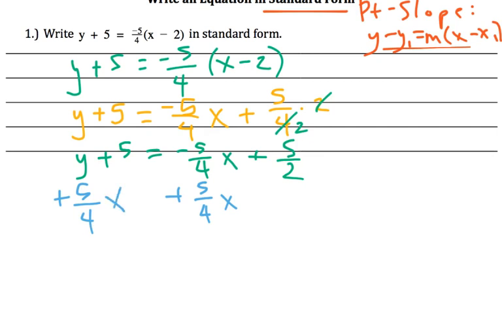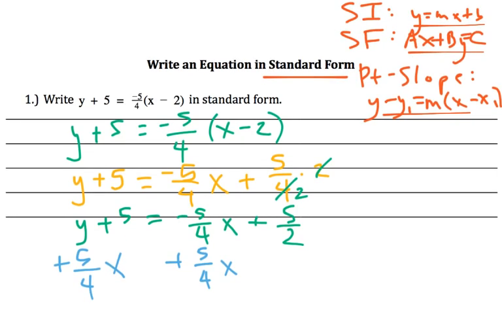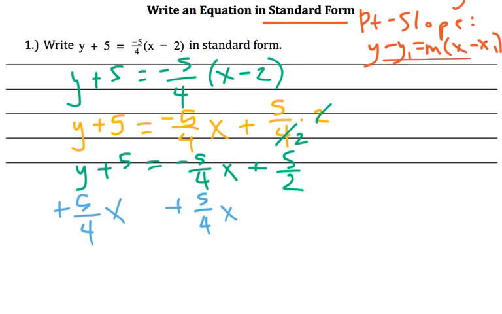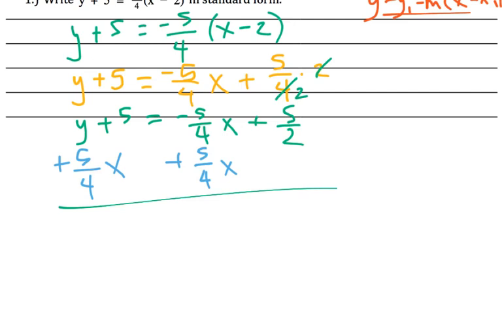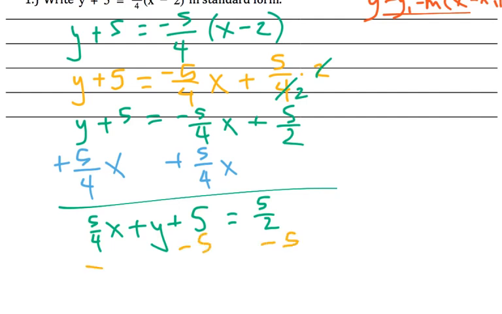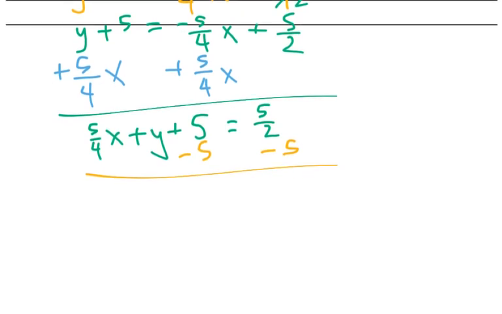And the reason that I do this is because for it to be in standard form, both x and y need to be on the same side. Leaving me with 5/4 x plus y, because this was positive up here, plus 5 equals 5/2. We can't have anything but x and y over there, so I'll subtract 5 from both sides. And that's going to leave me with 5/4 x plus y equals negative 5/2.